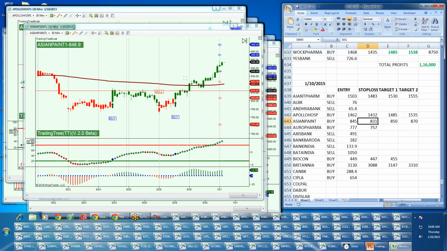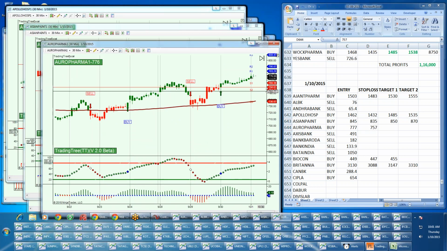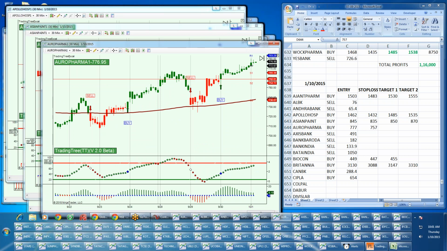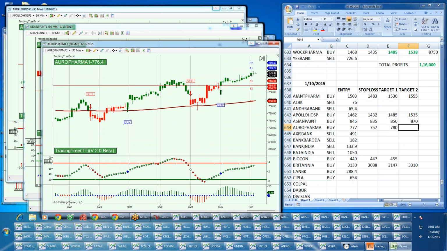I can change my stop losses. You can just see that here that they have already changed. So 835 will be my stop loss. 780 will be the first profit, and your next profit will be 790.